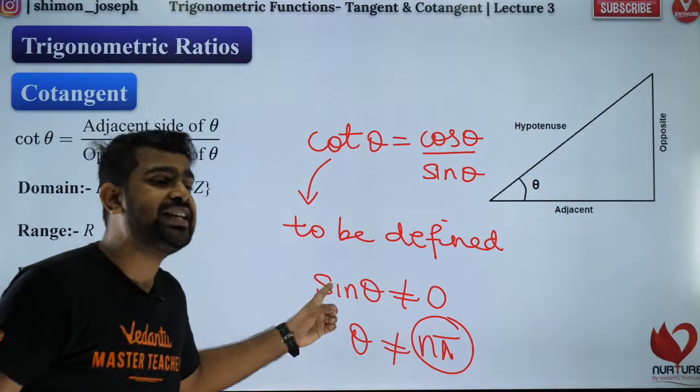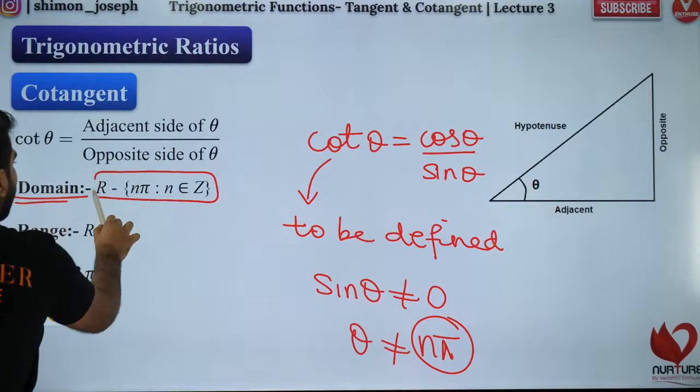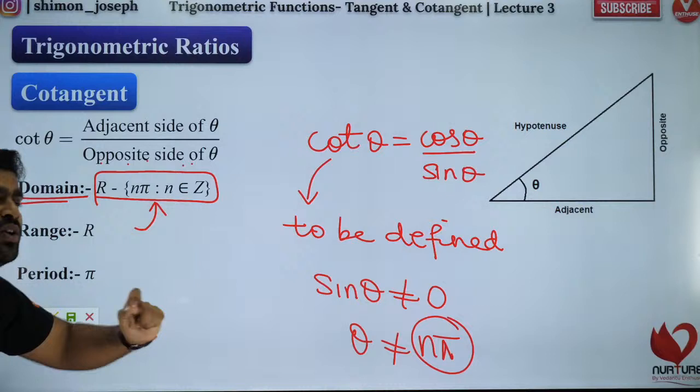Are you all clear? Very good, Riaz. So that is why the domain of cot is what? All real numbers except the places where sine theta becomes 0. That I have to remove, because if I don't remove those places, the denominator will become 0. And that is not allowed in mathematics. Are you all clear with it?